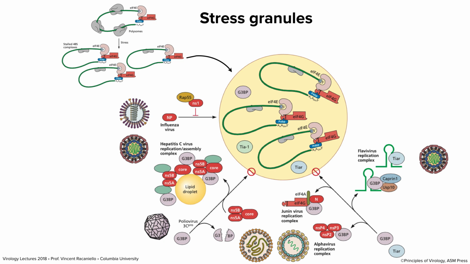Poliovirus cleaves G3BP to prevent the formation of stress granules, and other viral proteins bind stress granule proteins. So this is an interesting one. Junin virus actually makes G3BP part of its replication complex, and the flaviviruses, their structured RNA actually bind these stress granule proteins. All of this prevents the stress granule from forming, and even if they form early in infected cells, the activity of these virus proteins can reverse that. So it's another give and take in a virus-infected cell.